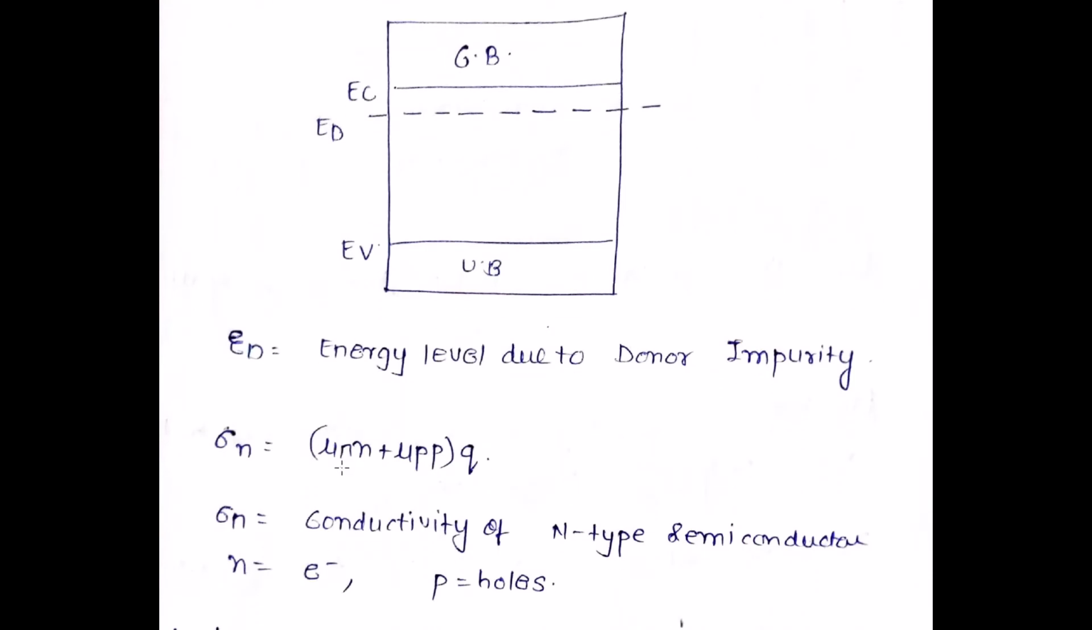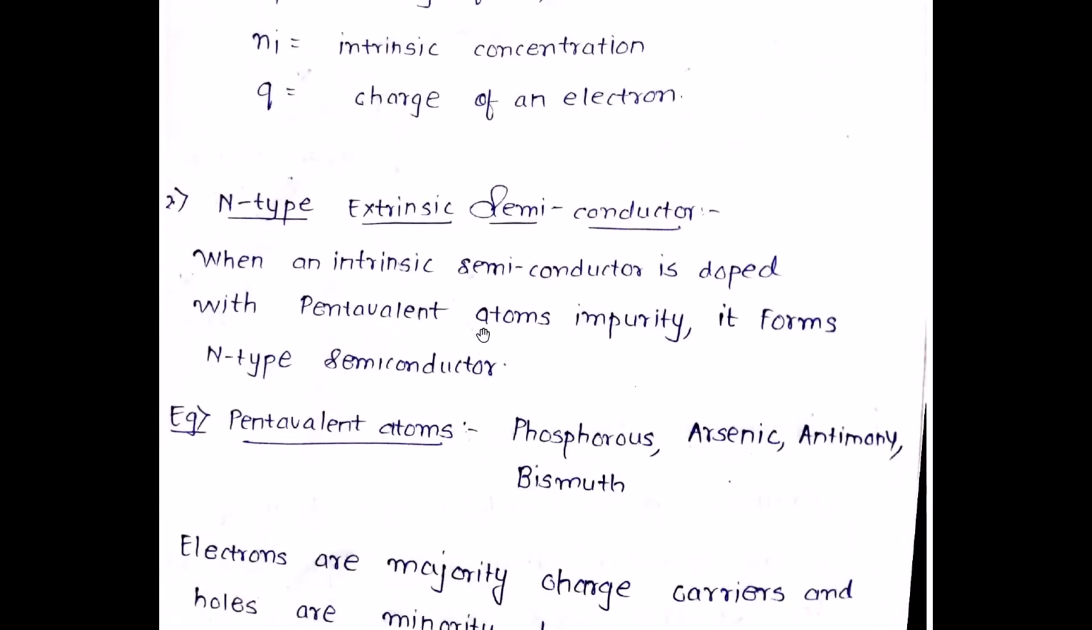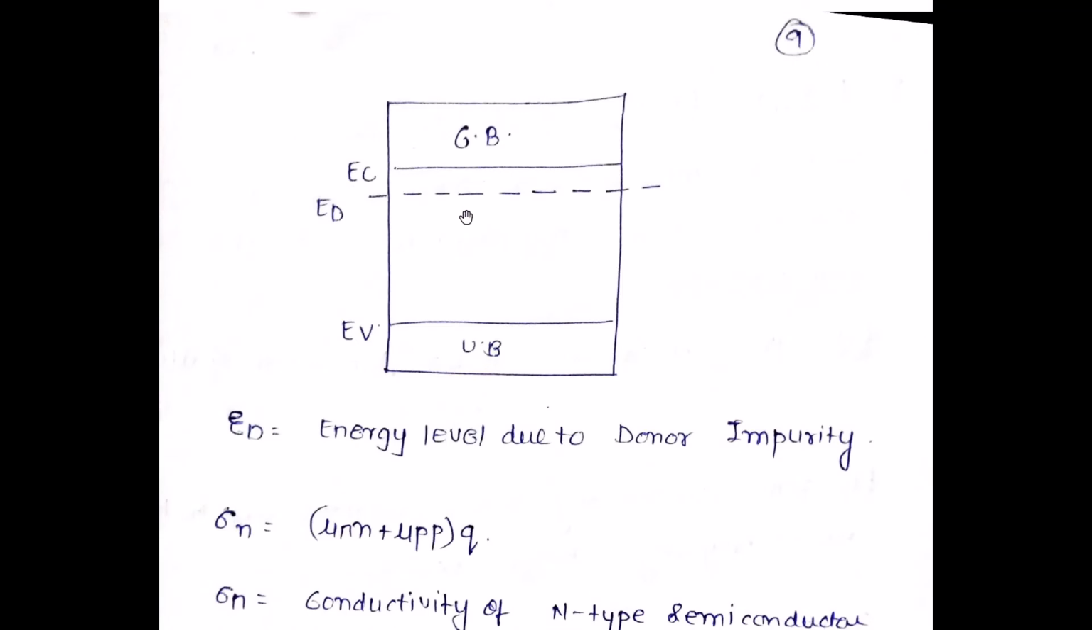Now if you talk about the energy diagram, you have a conduction band and a valence band. The lowest energy of the conduction band is EC. The highest energy of the valence band is EV. And now what is the addition is, because of this pentavalent atom doping, there is an extra energy level which gets created, which is called ED. And ED is because of the donor impurities.